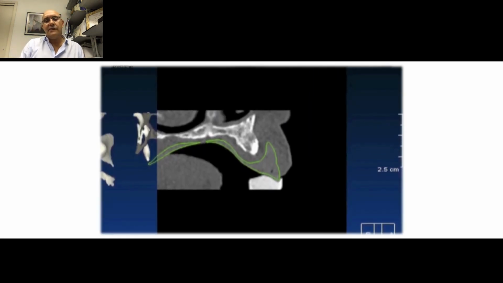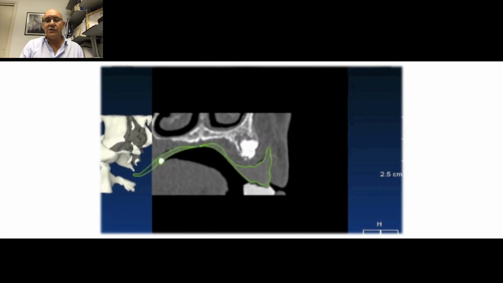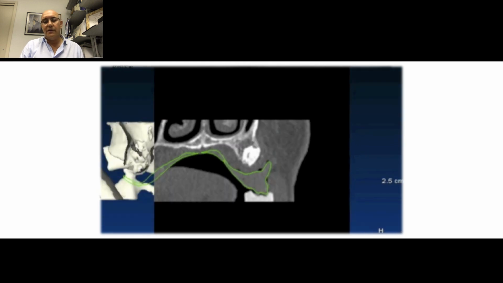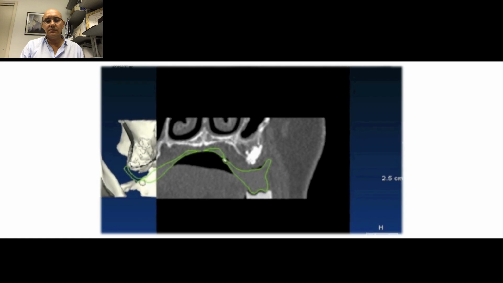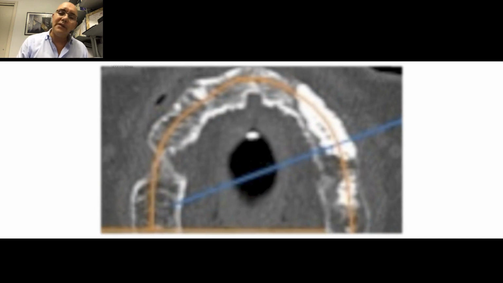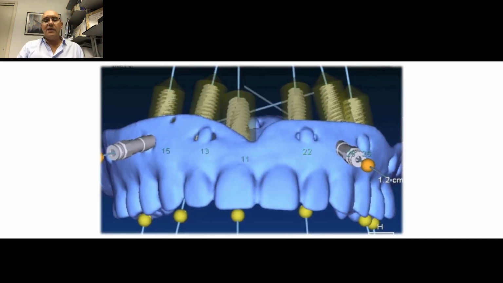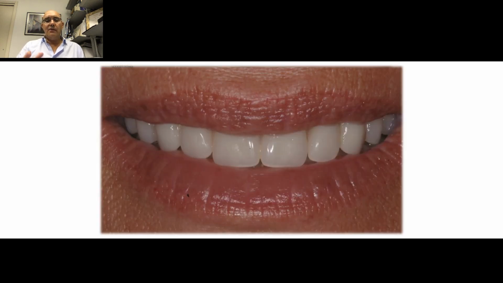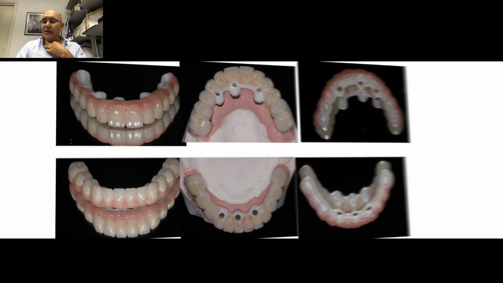In the CBCT, you can see in white the graft, so you can experience how much of the regeneration was done by vertical and horizontal augmentation. So this is in white, you can see the horizontal and vertical augmentation. These are the 6 implants as we planned it. And then we place the 6 implants with guided implant surgery. So at the end of it, we constructed a beautiful zirconia bridge on the upper and lower jaw.